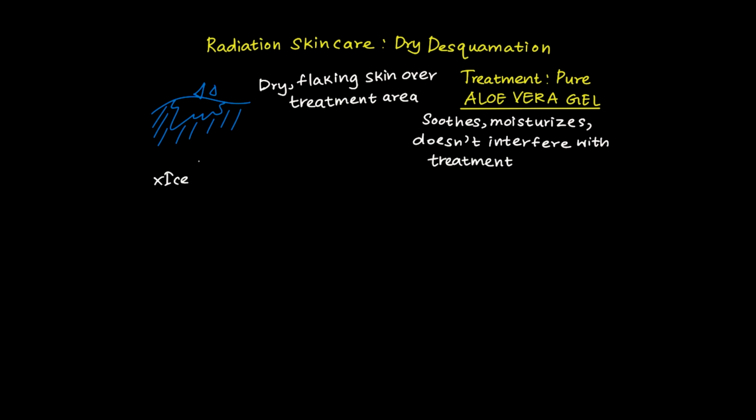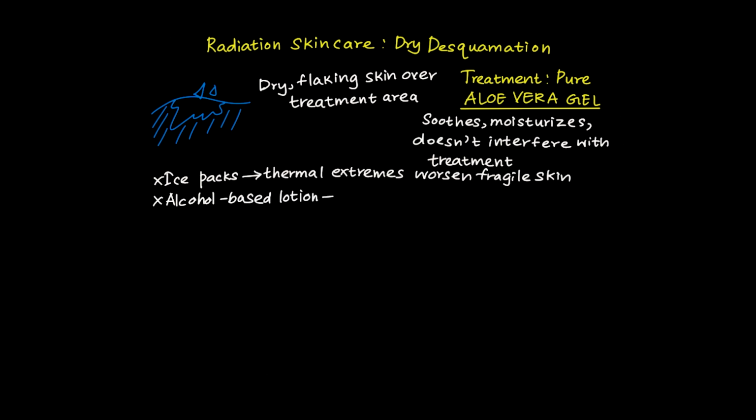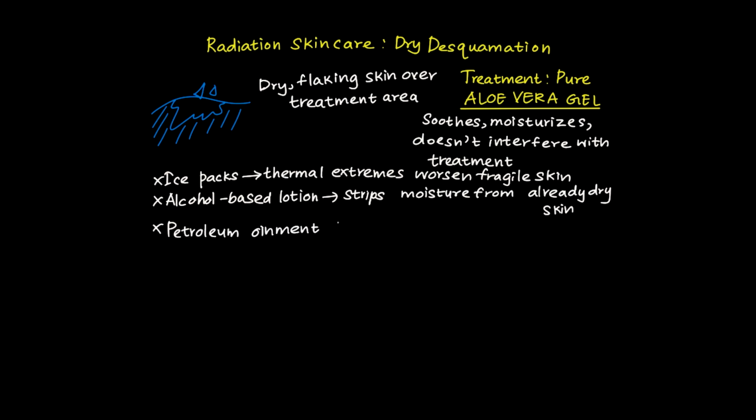Ice packs are contraindicated on irradiated skin. Radiation-treated skin is fragile, and extreme temperature changes can worsen tissue damage. No ice, no heating pads. Thermal extremes are off the table. Alcohol-based products would strip whatever moisture is left from already compromised skin. Radiation damages the sebaceous glands, so the skin is already drier than normal. Adding alcohol makes it worse.